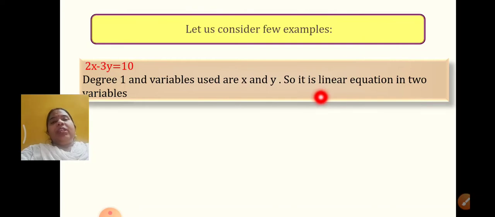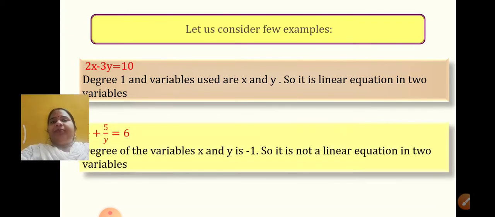Okay, so only three things you have to check when you want to find out whether any equation is a linear equation in two variables or not. First, the degree should be 1, two variables should be used, and the coefficients of the variables, that is x and y, should not be equal to 0. Okay, let us move to the next example.